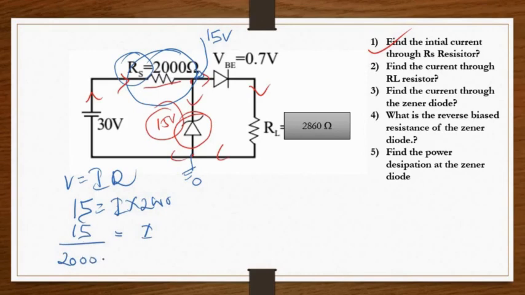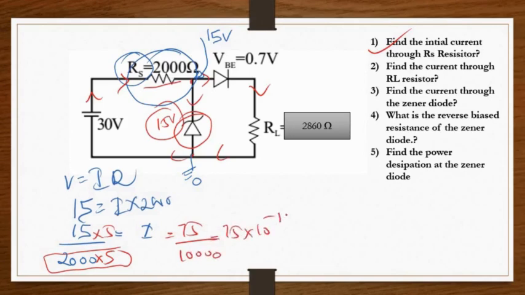It's easier to multiply it in this way. Normally I'll multiply it by 5, because then I can get it into 1000 terms, so it's easy to divide. So 5 into 15 is 75, divided by 10,000. 10,000 means 10 to the power minus 4. So finally we can conclude it's 7.5 into 10 to the power minus 3, 7.5 milliamperes. So the current through the RS resistor will be 7.5 milliamperes, right?